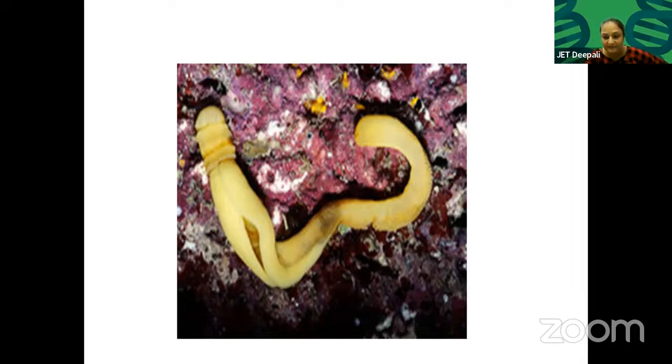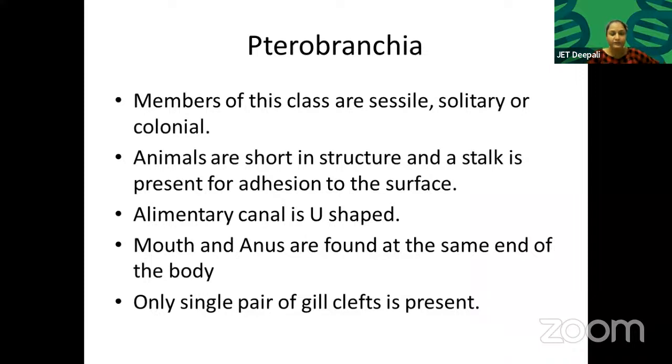Now coming to the next class, Pterobranchia. When we are talking about Pterobranchia, we are talking about sessile, solitary, or colonial animals. Pterobranchia also like to colonize, loving the company of other Pterobranchia. They are not solitary like Enteropneusta. Some are solitary, but some are colonial. But Enteropneusta don't like colonies.